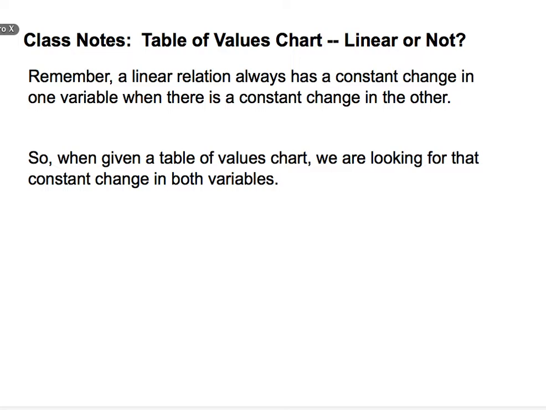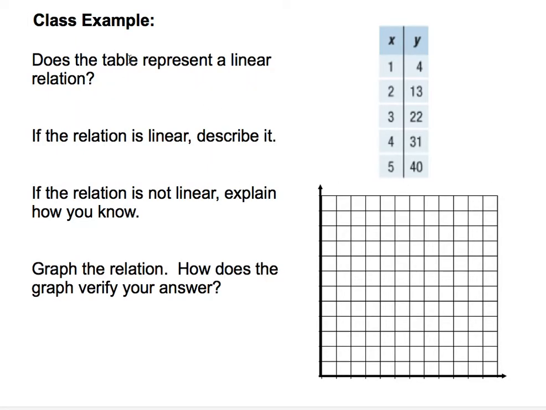as well. So remember, a linear relation always has a constant change in one variable where there's a constant change in the other. So when we're given a table of values chart, we're looking for that constant change in both of those variables. So let's take a look. Now in your little booklet I give you, your table is horizontal, but that's okay. If you don't like it horizontal, just put it vertical like the one on my page.